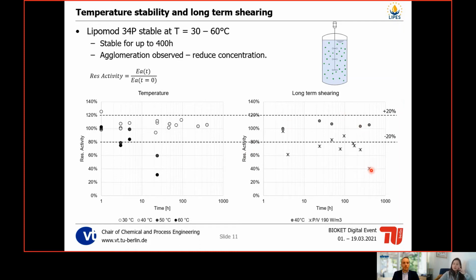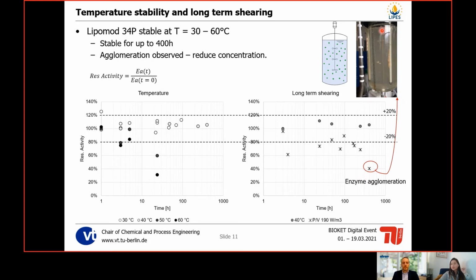And you can see here that if we increase the power input, we see a big deactivation. This is mainly because we have a dead zone inside the reactor where the enzymes become agglomerated, and then we have a reduced concentration inside the reactor. This means that we need to actually have proper mixing inside the reactor so that we have a constant enzyme concentration and no agglomeration of such enzymes.